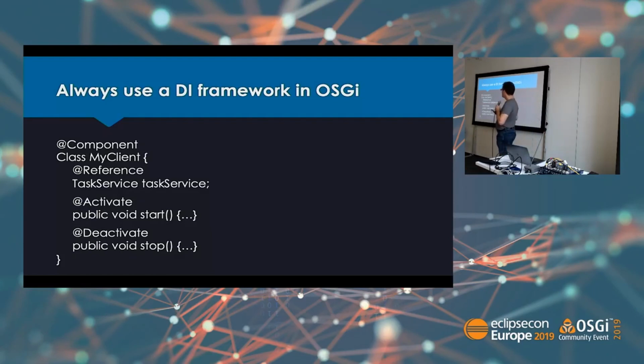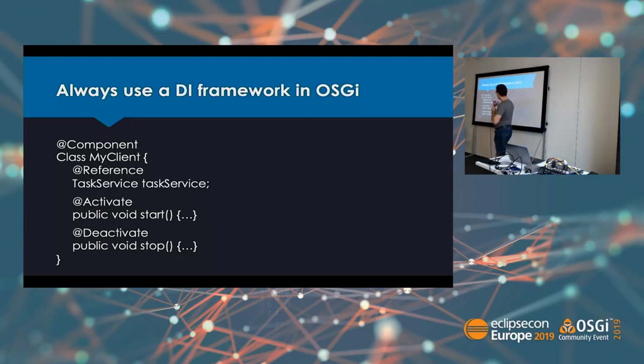Basically, you annotate your class with @Component, which means this class is not managed by me, it's managed by the system, or by the declarative services runtime in effect. And it will come up when all its dependencies are met.